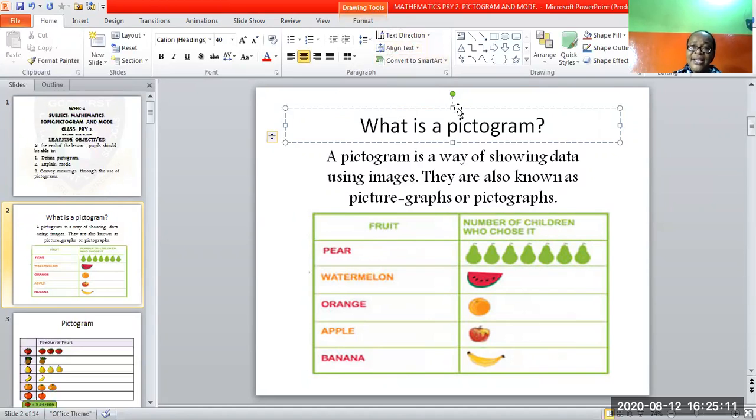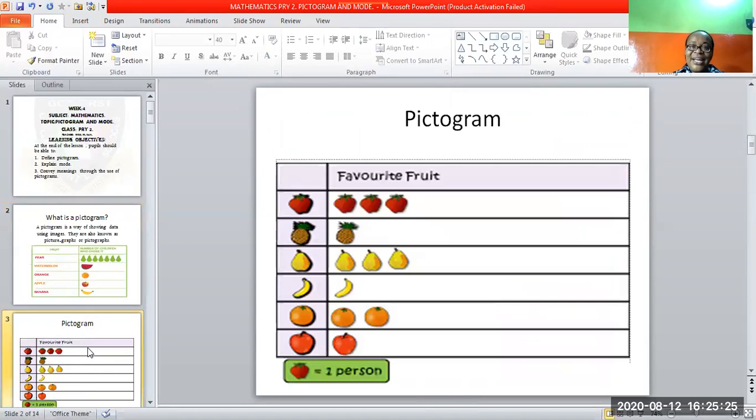Remember we have said that a pictogram is a way of showing data using images. This overall is data using images. Are we together? Very good. Now let's look at the next pictogram.